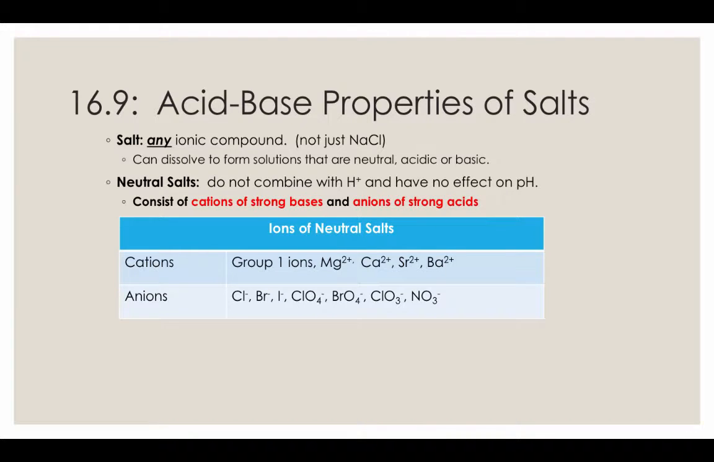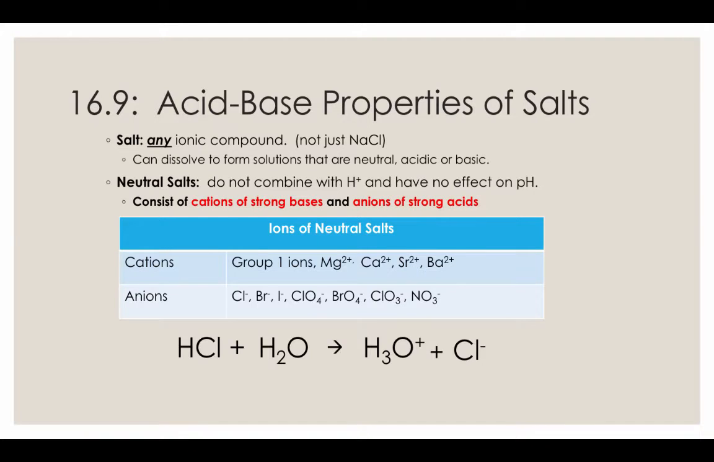These salts consist of the cations of strong bases paired with the anions of strong acids. For example, when you pair any of the cations listed in this table with any of the anions listed in this table, you will get a neutral salt. Notice that each of the cations listed is the cation of a strong base. For example, group 1 ions such as Na+, Na+ is the cation of NaOH. Mg2+ is the cation of Mg(OH)2, and so on and so forth. Likewise, all of the anions listed are anions of strong acids. Cl- is the anion in HCl, Br- is the anion in HBr, and so on and so forth.